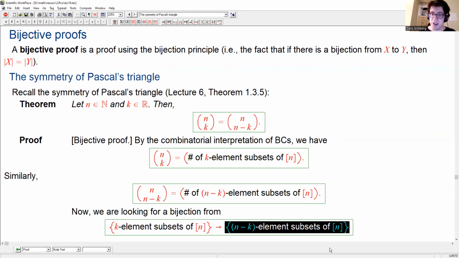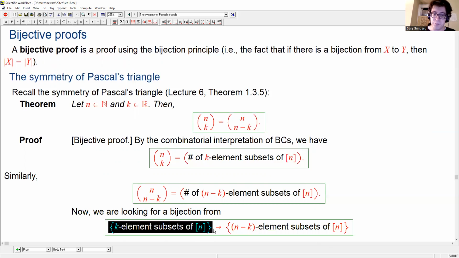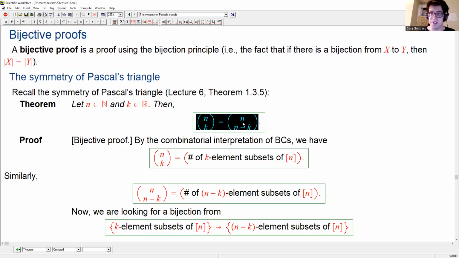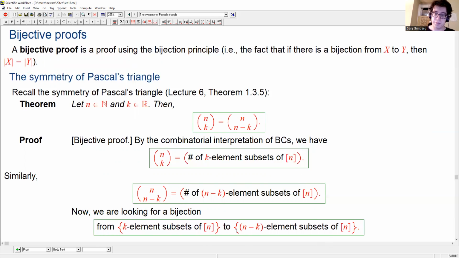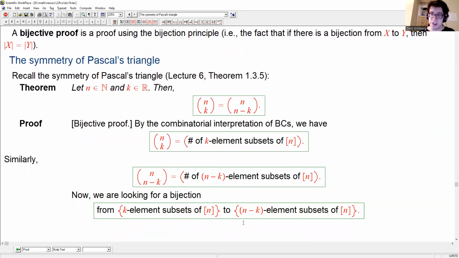Because once we have such a bijection, these two sets will be in bijection, so their sizes will be equal. But the size of this here is n choose k, and the size of this here is n choose n minus k, so these two things will be equal and we'll be done. Yeah, let me just spell this out, from this to this. Okay, so how do you find such a bijection? How do you transform a k element subset to an n minus k element subset?